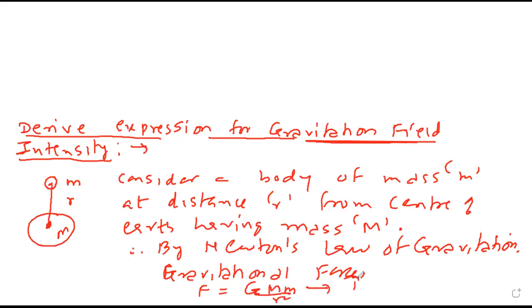Any doubt till this? I think it is very simple. Consider body of mass m at distance r from center of mass capital M. By Newton's law of gravitation, gravitational force F equal to G m1 m2 upon r square, here m and M are written. Okay? Yes, sir. Please write this much, then I'm explaining further.